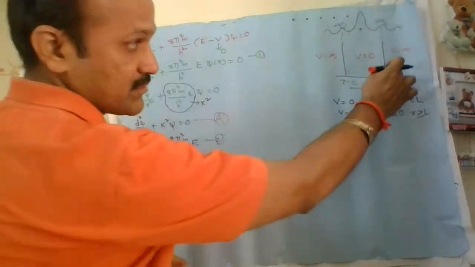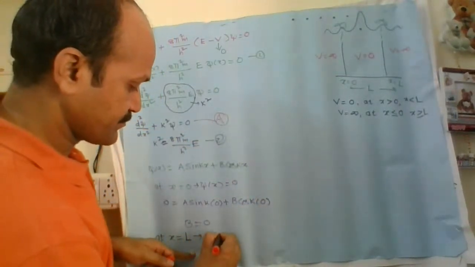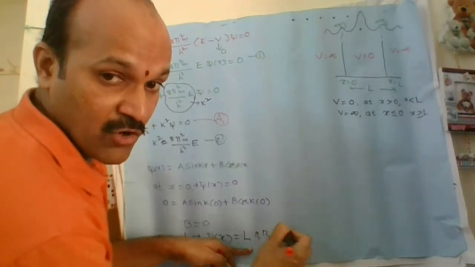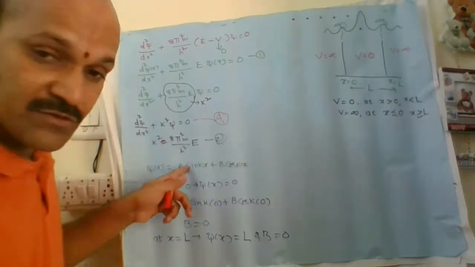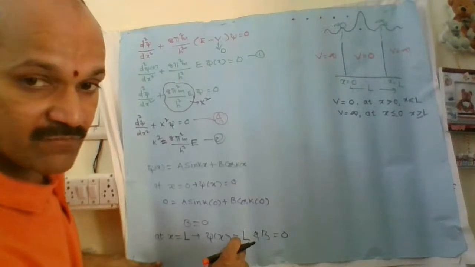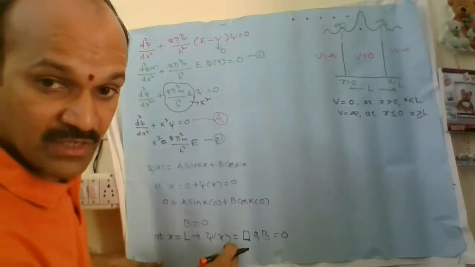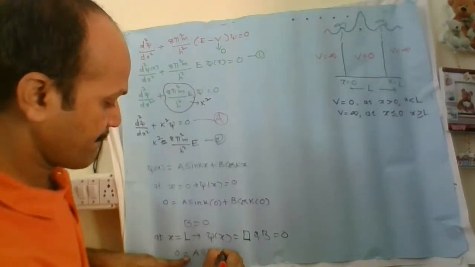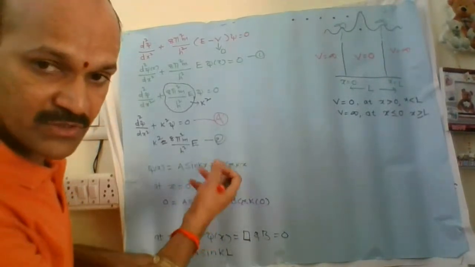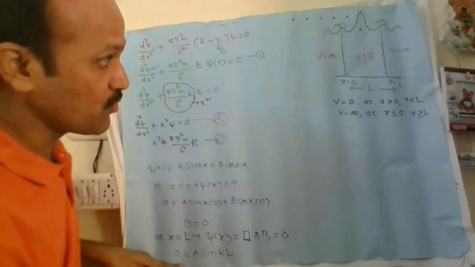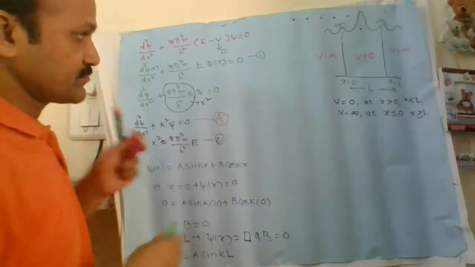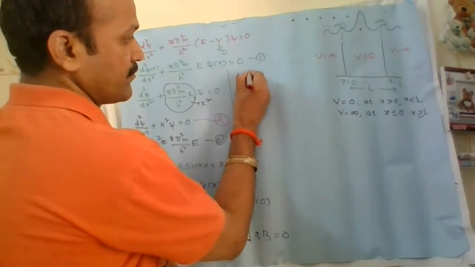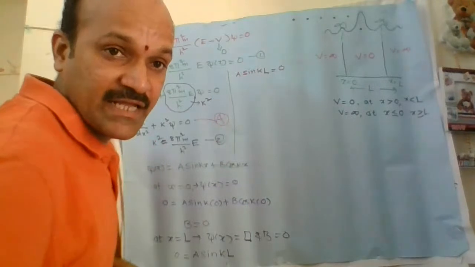Now let us apply the second boundary condition at x equal to L. This is on the second wall. Psi of x is 0 at x equal to L. And already we got B equal to 0. At x equal to L, psi of x is 0. Let us substitute. A sin kL plus B is 0, B into something is 0. So now we got A sin kL equal to 0.